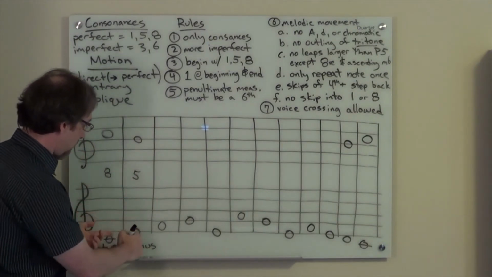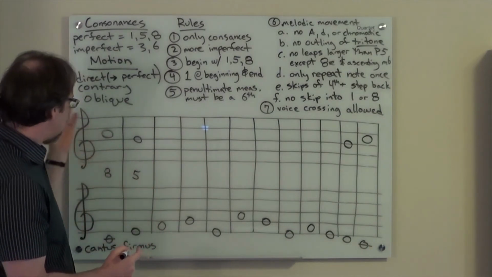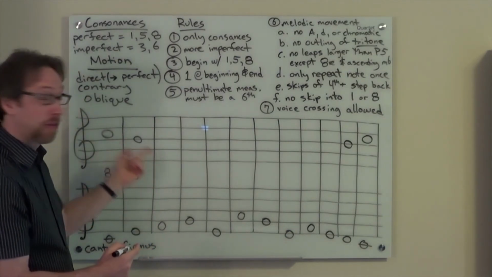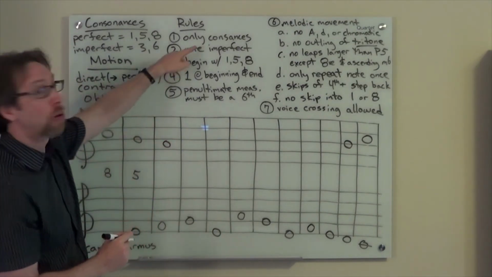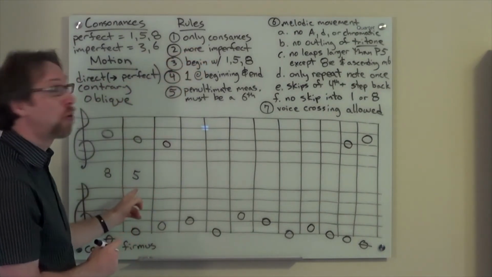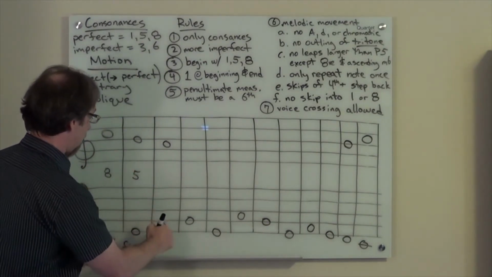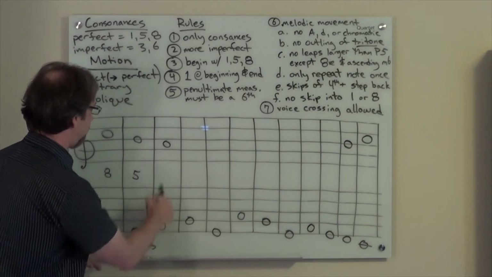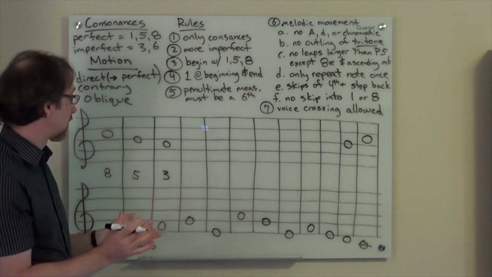Well, now in the cantus it moves up to an F. What if I continue down the scale here? C, B, and I go to an A. Because I do want more imperfect consonances, and I just had two perfect consonances in a row. So this is a great opportunity. I have in the third measure an F to an A. That is a third. There's my imperfect consonance.